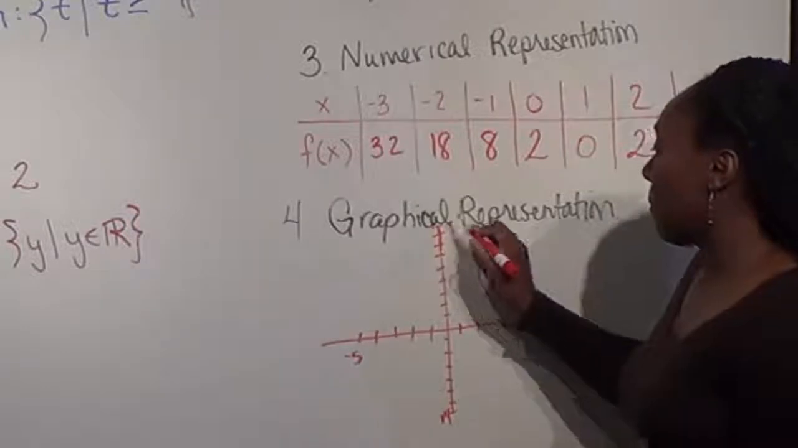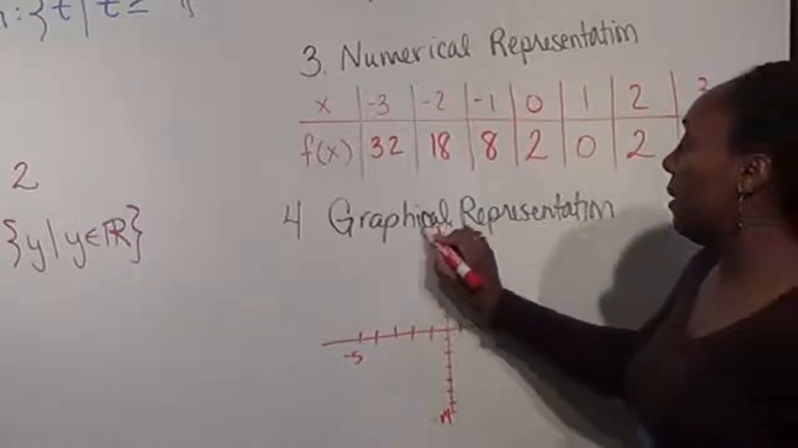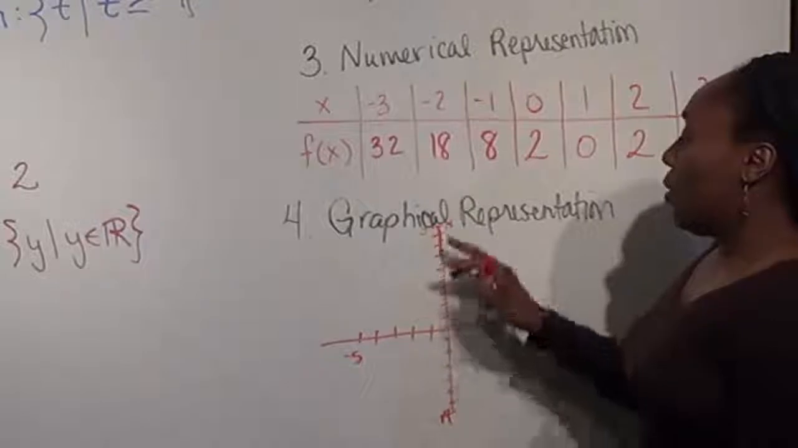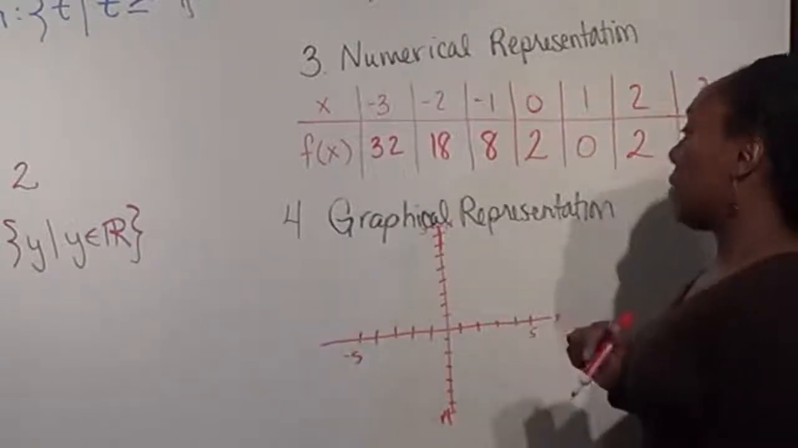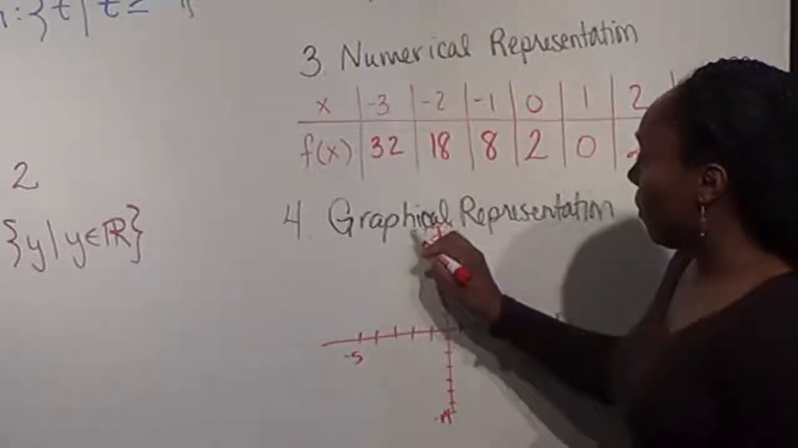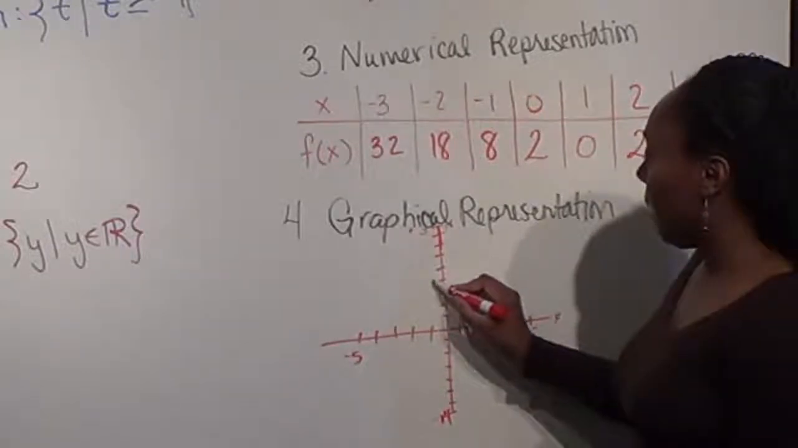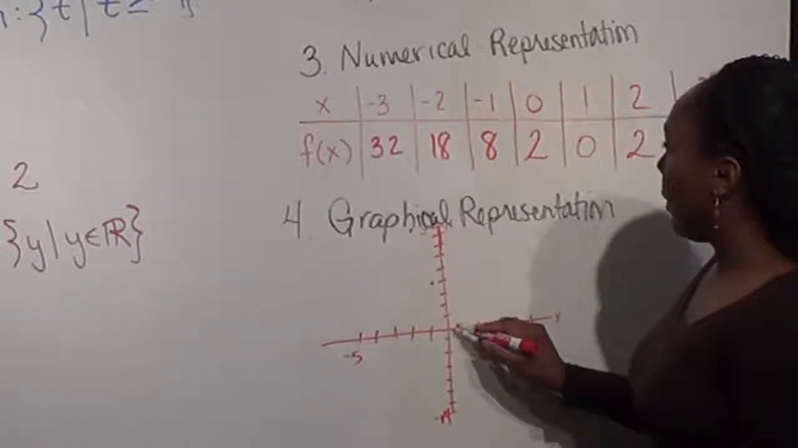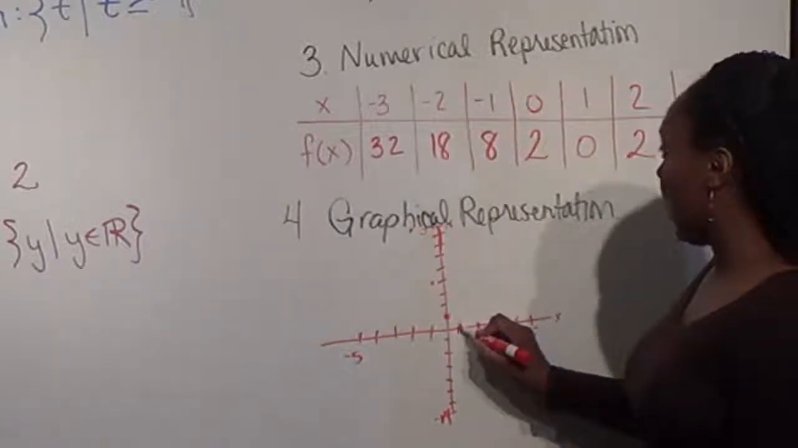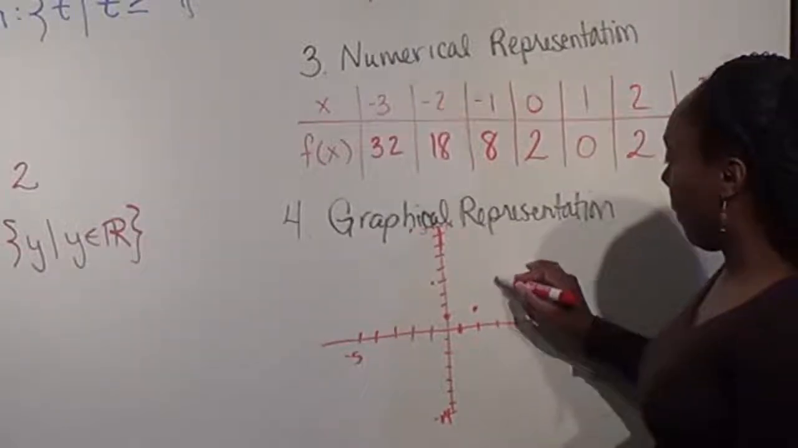Again, for these, you're going to want to label your graphs. Okay, so there's my x, those are my y's, or f of x's. Going by 2's in the y direction and 1 in the x direction. And so I'm going to start here at negative 2. It's going to be a point at 18. At negative 1, I'm going to be up here at 8. At 0, I'm at 2. At 1, I'm at 0. At 2, back at 2. And at 3, I'm up here again at 8.